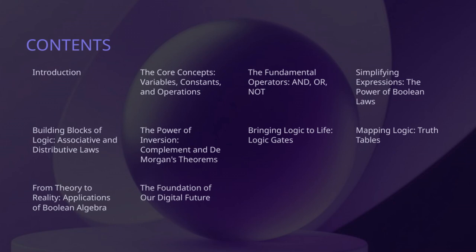At the core of all this are variables, constants, and operations, basic elements that define the behavior of logical systems. Building on these are the associative and distributive laws, which help us organize and simplify complex expressions by grouping or distributing terms. Overall, these concepts are the building blocks of digital logic, and understanding them is crucial for advancing in the field of digital electronics and computing.